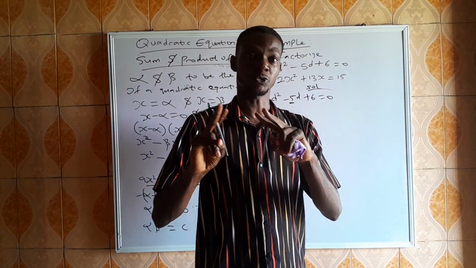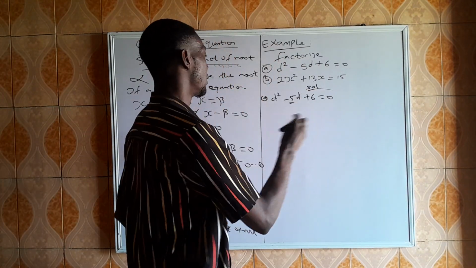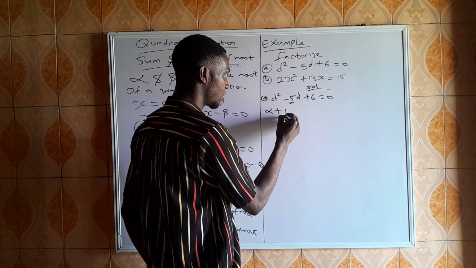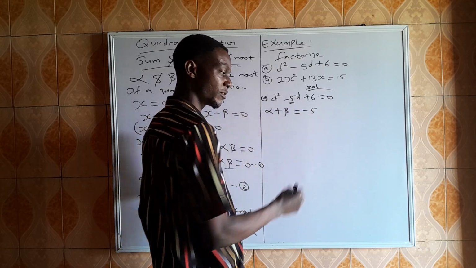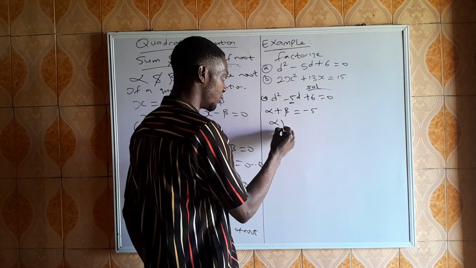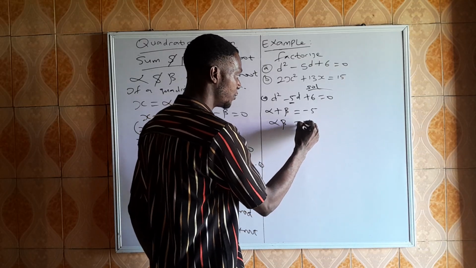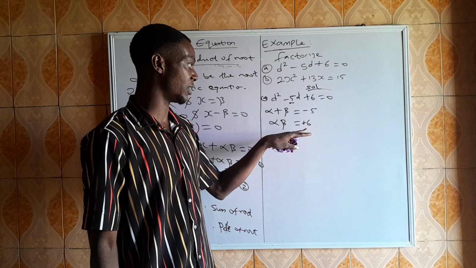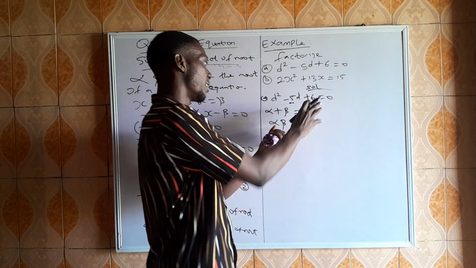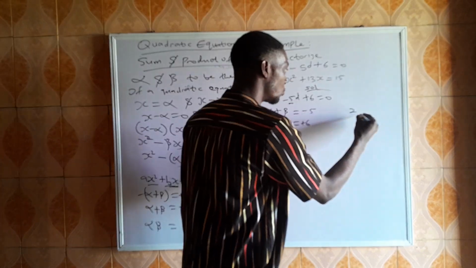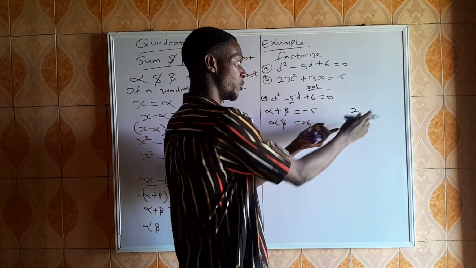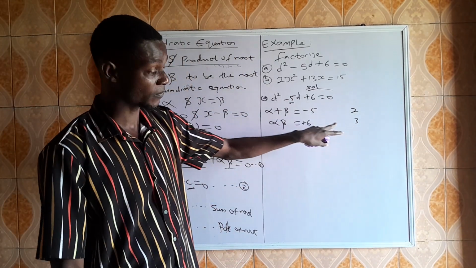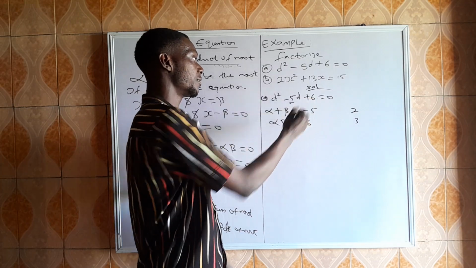Now we are going to look for two values which, when you add them together, give you minus 5, and when you multiply them together, give us plus 6. This is the sum of the roots, and this is the product of the roots. The two possible values are 2 and 3. When you add 2 plus 3, it gives you 5, and when you multiply 2 and 3, it gives you 6.